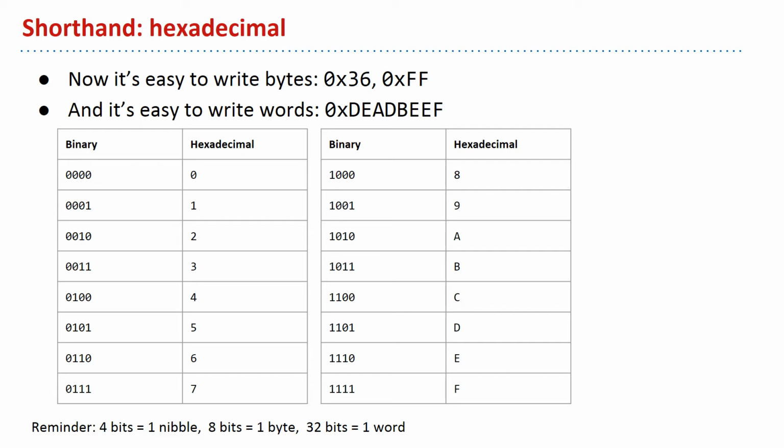And remember that a word is 32 bits. 32 bits is the same as 8 nibbles. So to write a word, you need to have 8 nibbles, and that's what we have here. DEADBEEF is a very common one you'll see, I guess just because it forms a word. That's 8 hexadecimal digits, and that's the same as 8 nibbles, which is 32 bits.